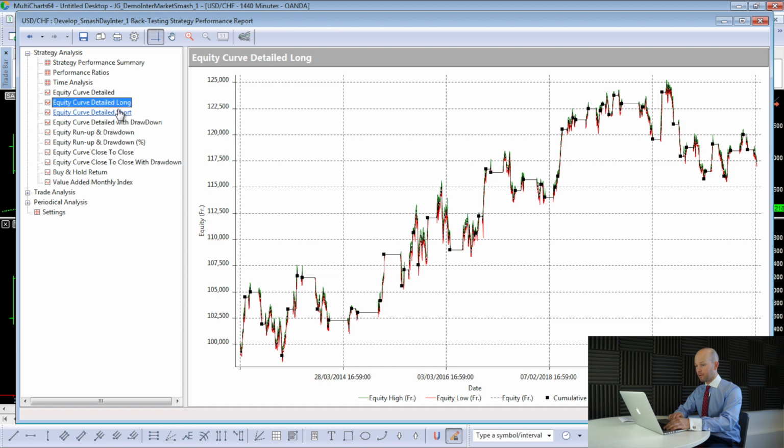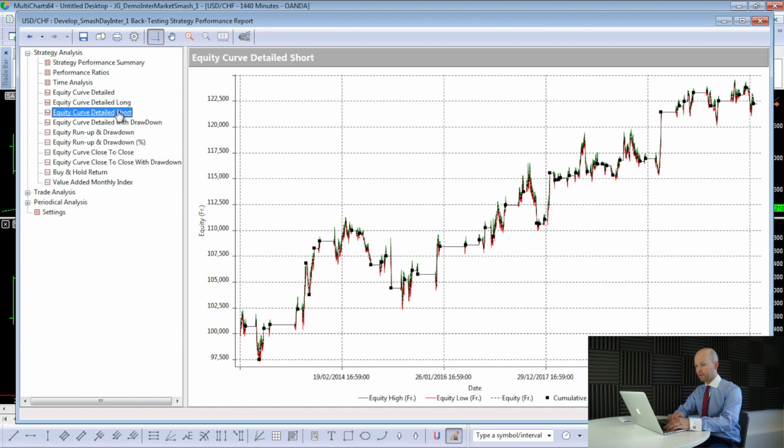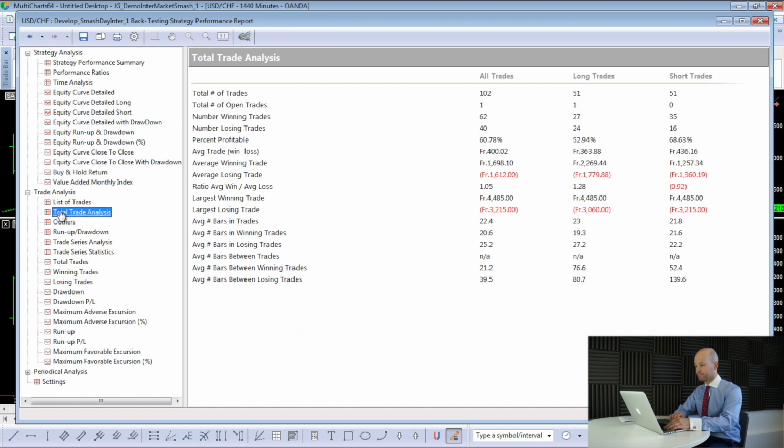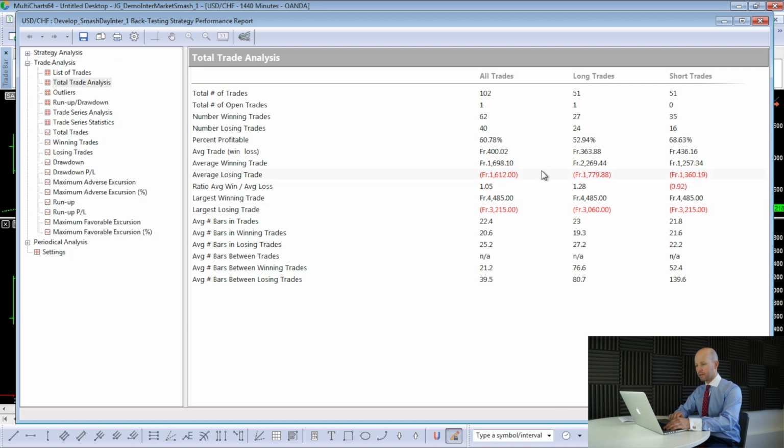Here are the long trades only and short trades only, and we've got just over 100 trades, quite a large average trade at 400 francs, and the largest losing trade. There was a tiny bit of slippage there, but that was just over our 300 pip stop loss. Next, let's have a look at the Canadian dollar.